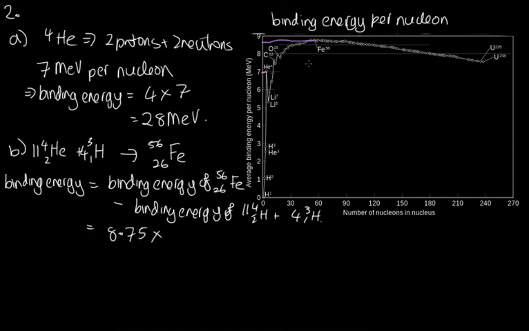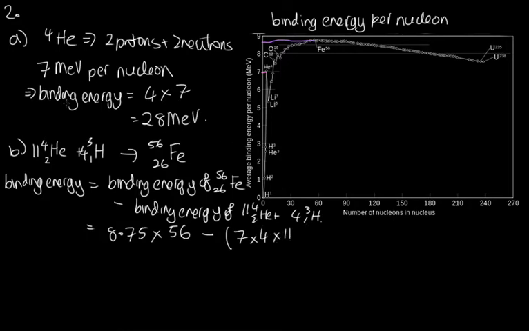And we have 56 of those nucleons. And then we have to subtract off these. So this is the helium here. The helium had 7, and there are 4 times 11 of those nucleons.